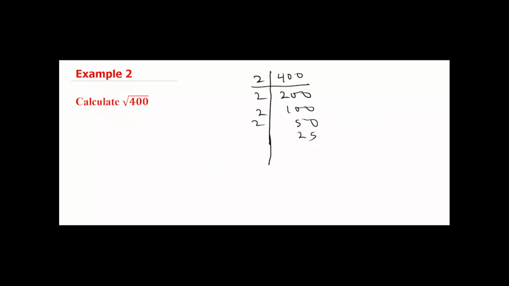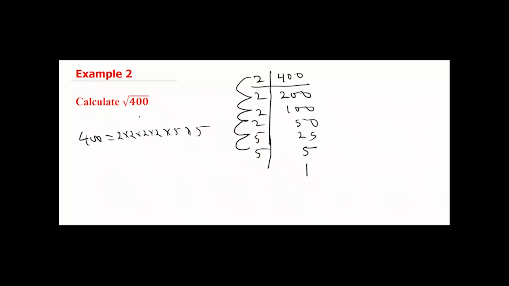So the next number that can go is 5. So 25 divided by 5, you have 5. And finally, 5 goes into 5 once. So now what we need to do is, that means 400 is the same thing as 2 by 2 by 2 by 2 by 5 by 5.